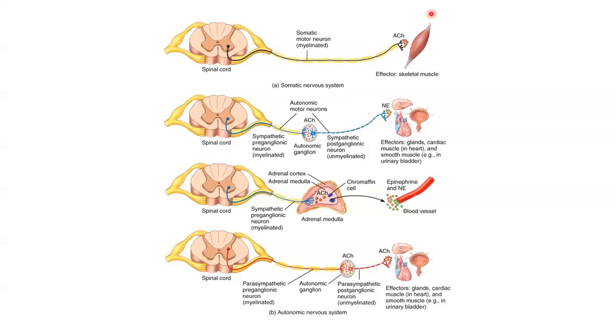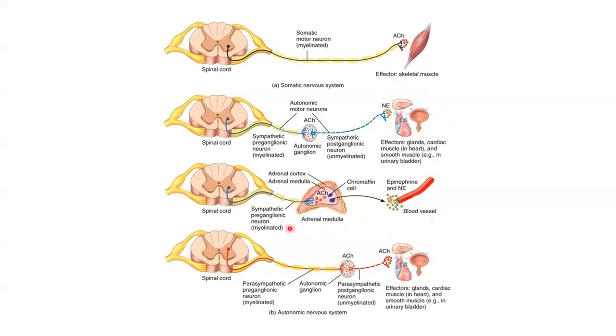In the autonomic nervous system, so these are our three examples down here, the autonomic pathway consists of two motor neurons. Now, the first motor neuron is called a preganglionic neuron. It has its cell body in the central nervous system and then extends out into the peripheral nervous system to what we call an autonomic ganglion. The second neuron is called a postganglionic neuron because it comes after, or post, the ganglion. It has its cell body in the ganglion and then it extends out to our autonomic effectors.